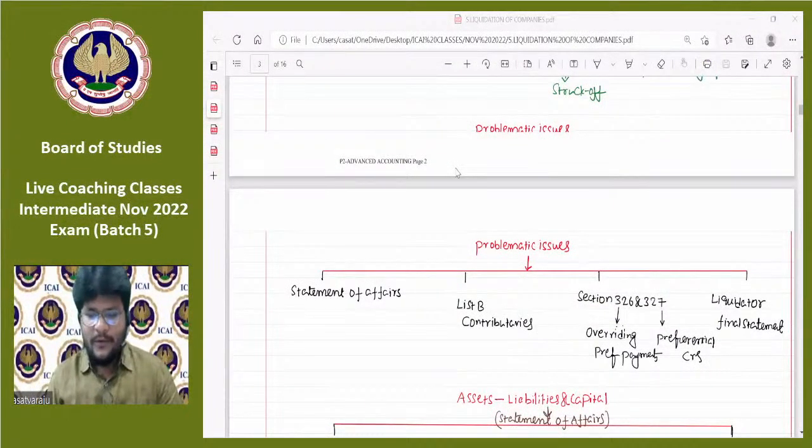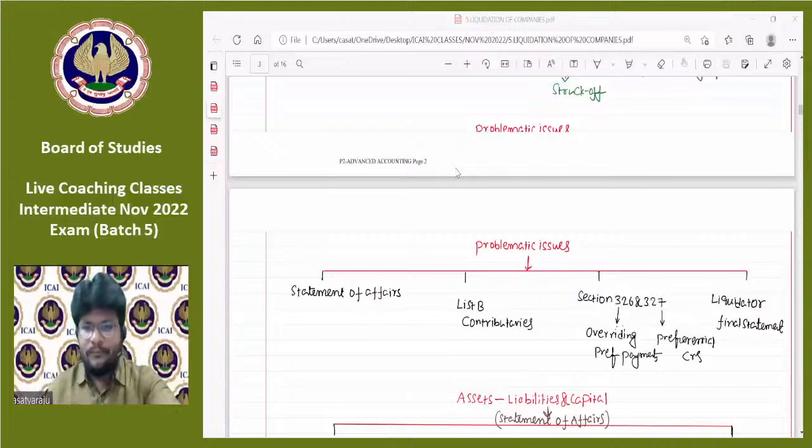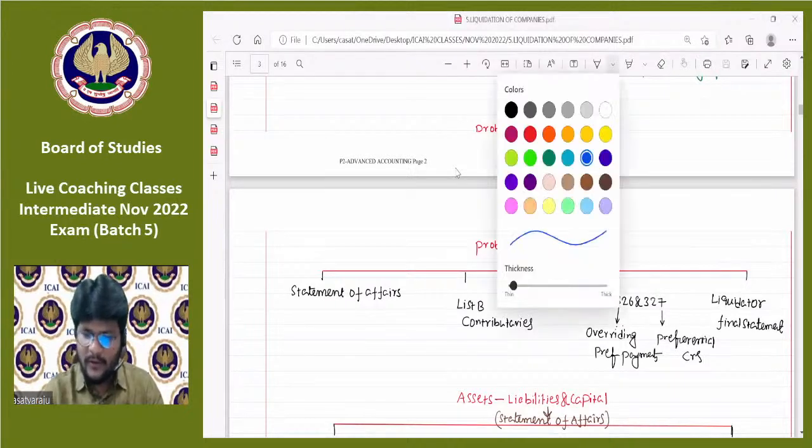I think this is the last session with respect to the chapter liquidation of companies, as well as my entire slot. Sir, in the last session related to liquidation of companies, we completed problems based on section 326 as well as section 327.